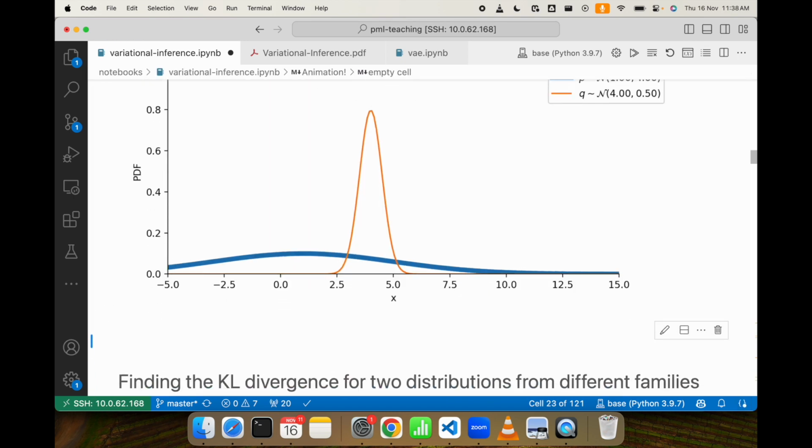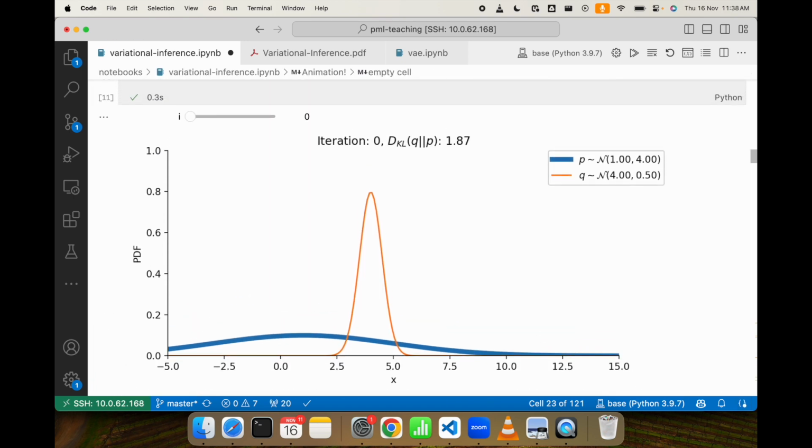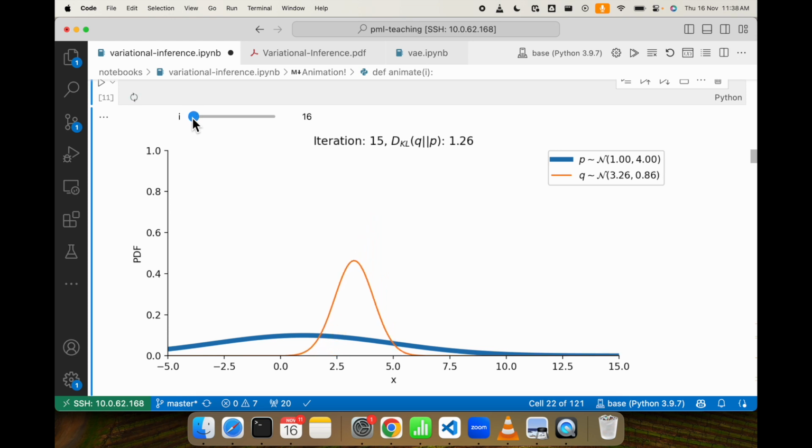We can also see this via an animation. With the initial parameters, Q location is 4 and the scale is 0.5. So the KL divergence between Q and P is quite high. Now, if you were to see the different iterations through the animation, you can see how Q is varying and how the loss is going down. And after about 100 odd iterations, Q will exactly superimpose P and the KL divergence has gone down to 0.